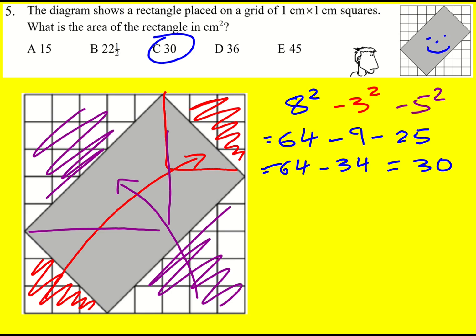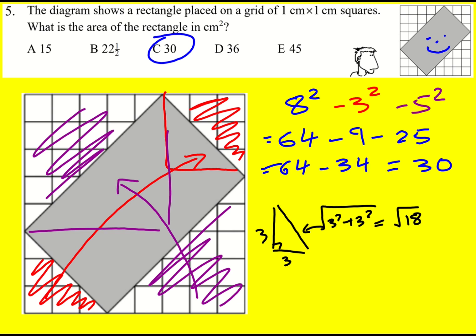Let's just take a look at that Pythagoras idea just as an alternative. Okay, at the bottom, I've got a 3 by 3 triangle. So this side would be 3 squared plus 3 squared square rooted, which is 9 plus 9 square rooted. It's the square root of 18.